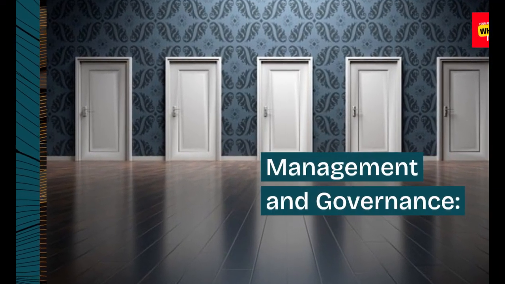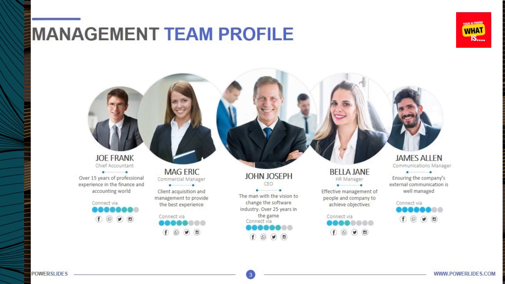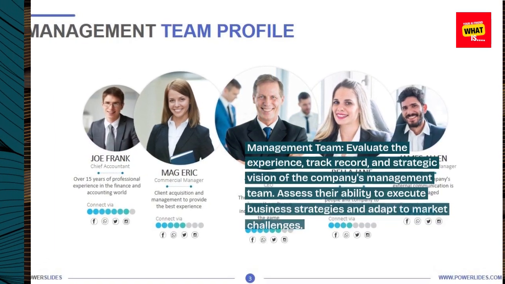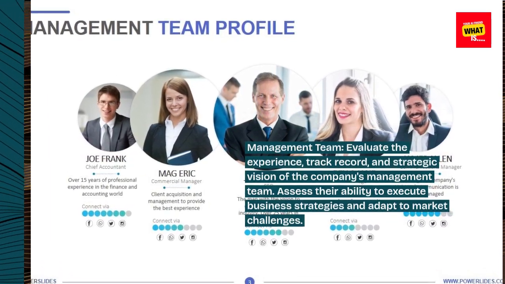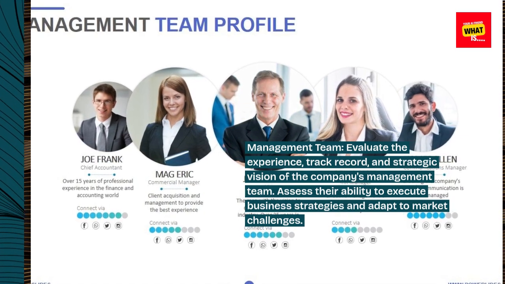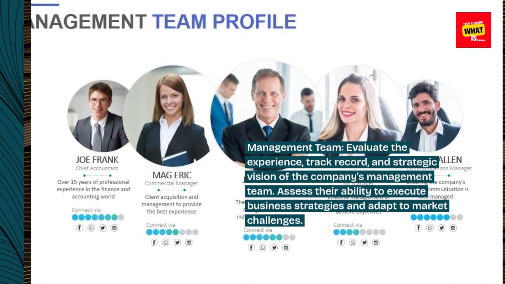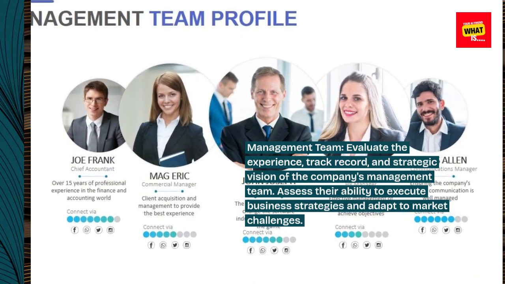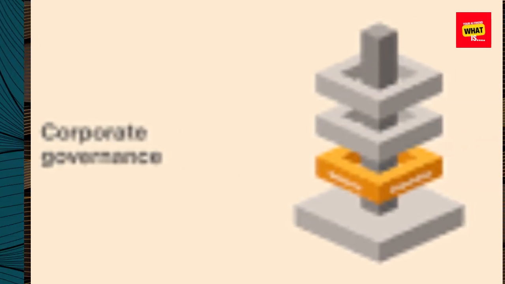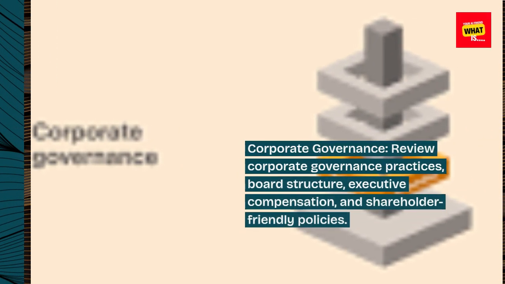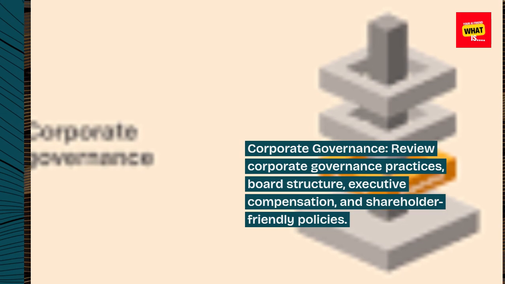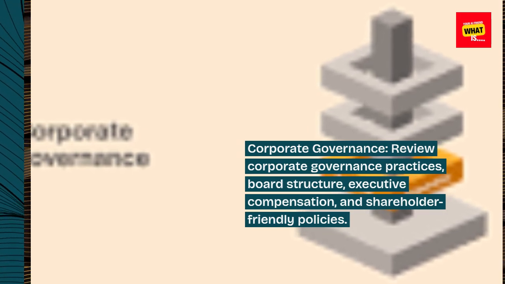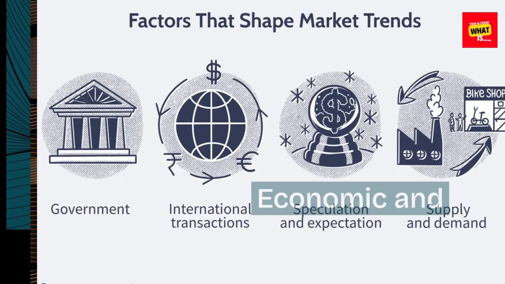Management and governance. Management team. Evaluate the experience, track record, and strategic vision of the company's management team. Assess their ability to execute business strategies and adapt to market challenges. Corporate governance. Review corporate governance practices, board structure, executive compensation, and shareholder-friendly policies.